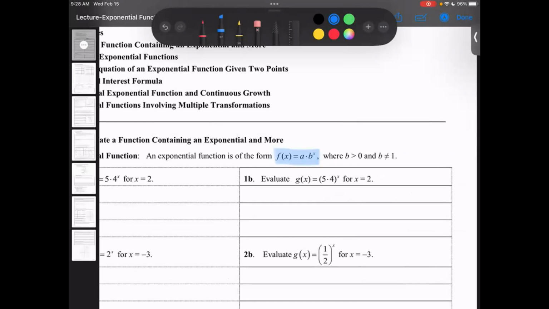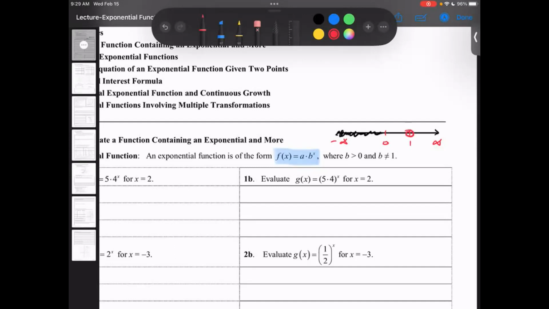Here b has to be positive. b cannot be negative, and b cannot be 1. So if I have a number line from negative infinity to positive infinity, and I have 0 here and 1 here, b cannot be negative, so I'm scratching out that part. Only between 0 and 1, not including 1, so a hollow dot at 1.